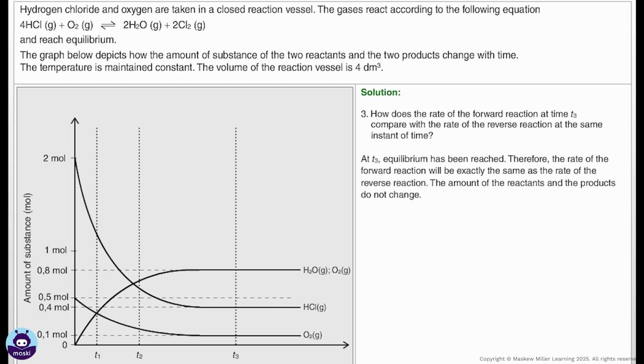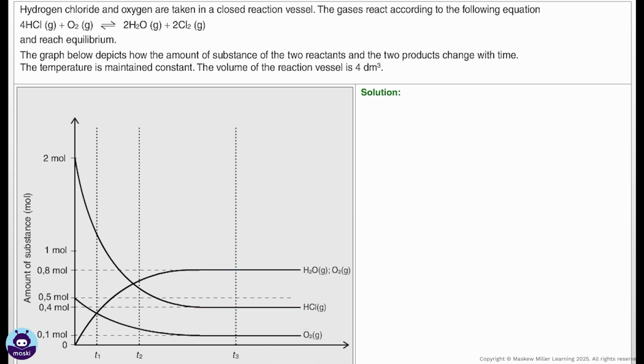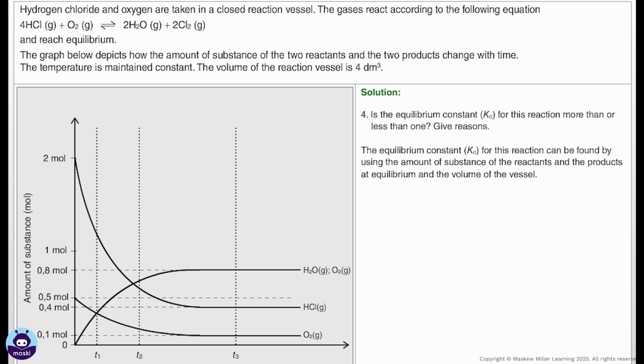At T3, equilibrium has been reached. Therefore, the rate of the forward reaction will be exactly the same as the rate of the reverse reaction. The amount of the reactants and the products do not change. The equilibrium constant, Kc, for this reaction can be found by using the amount of substance of the reactants and the products at equilibrium, and the volume of the vessel. However, we can analyze the graphs qualitatively and determine whether Kc is more than or less than 1.